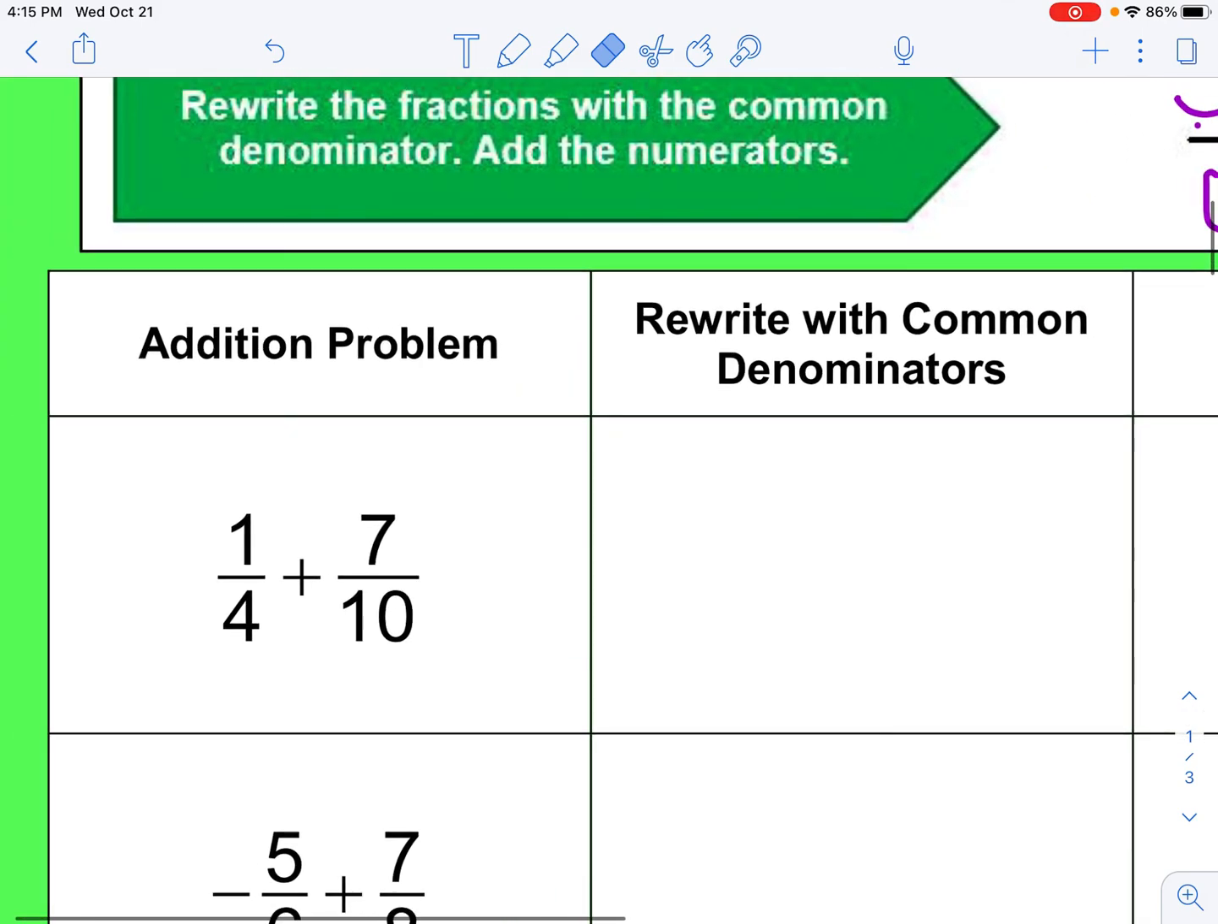Let's get started. 1/4 and 7/10. We want to rewrite our first number with common denominators. So when you think about 4 and 10, what numbers would be a common denominator that they both have? You could write it out, but I'll just tell you our common denominator is going to be 20.